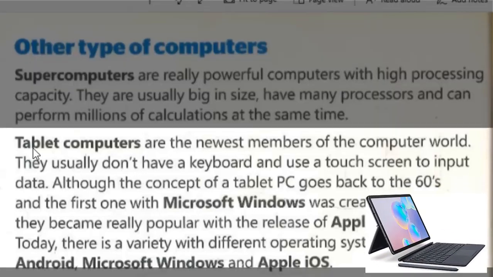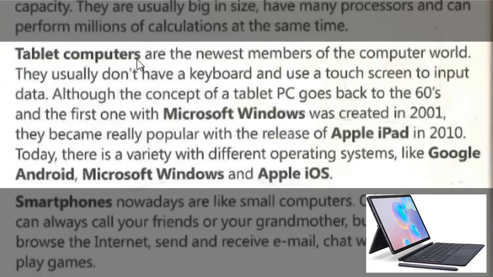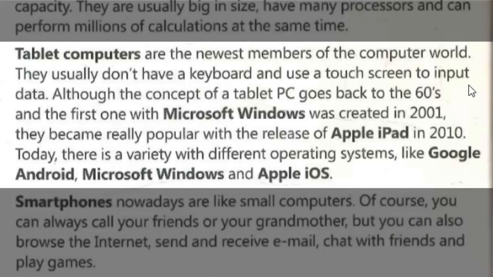Tablet computers. Tablet computers are the newest member of the computer world. They usually don't have a keyboard and use a touch screen to input data, although the concept of a tablet PC goes back to the 60s, and the first one with Microsoft Windows was created in 2001. They became really popular with the release of the Apple iPad in 2010. Today, there's a variety with different operating systems like Google Android, Microsoft Windows, and Apple iOS.